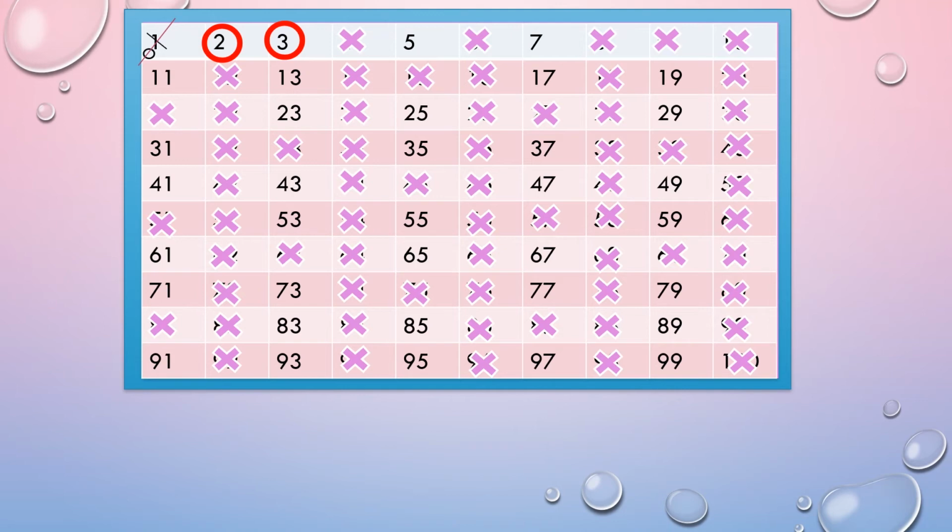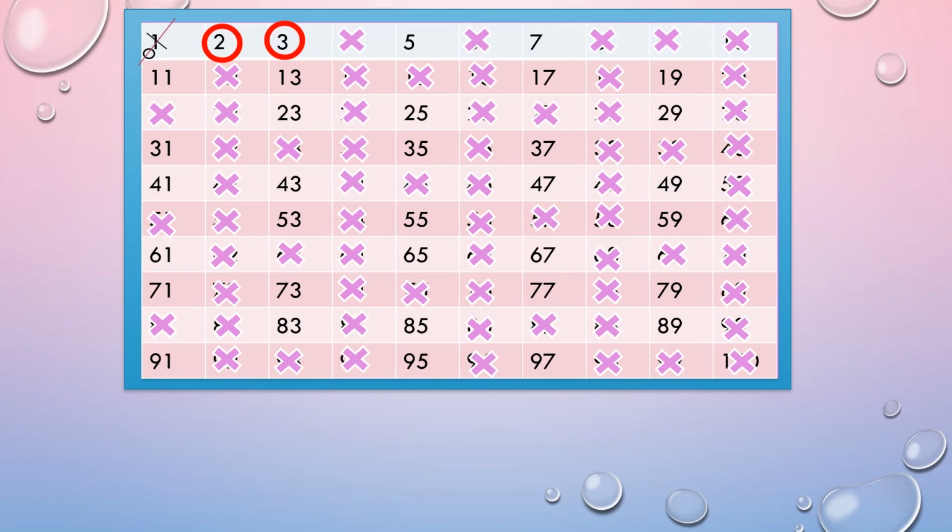Let's go to the last row. 91. 9 plus 1 is 10. 10 is not in the tables of 3. The next number is 93. 9 plus 3 is 12, and 12 is there in the tables of 3. So let's cross it out. 95. 9 plus 5 is 14. It's not in the tables of 3. Next number 97. 9 plus 7 is 16. Not in the tables of 3. Next one 99. 9 plus 9 is 18, which is there in the tables of 3. So let's cross out 99.